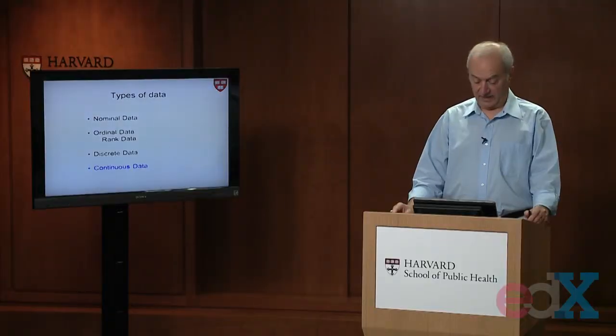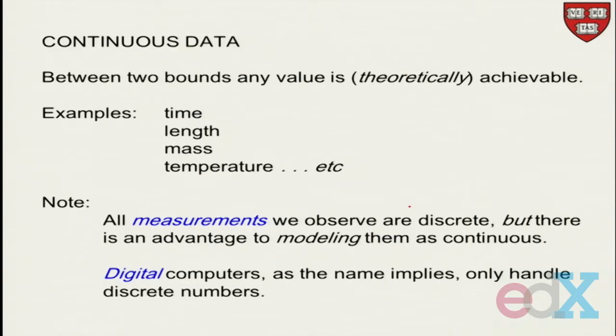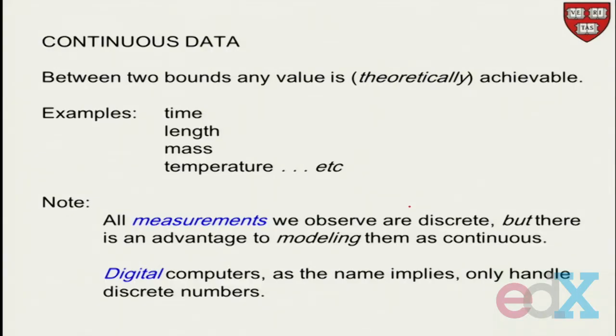The last category is continuous data. And this is what we always think of as numbers. We think of between any two bounds, for example, any value is theoretically achievable. So for example, if you think of time, time is one that we typically think we can measure to any accuracy we want, and that makes it continuous, or length, or mass, or temperature, etc. All of these are examples of continuous data.